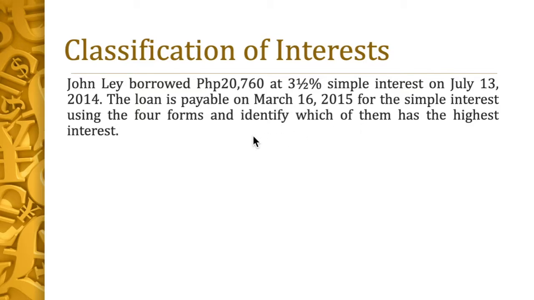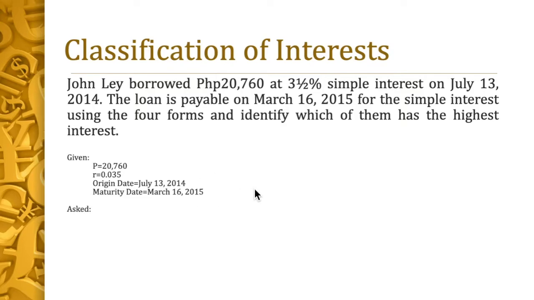We will be identifying which of them has the highest interest. So to identify that, we need to solve them one by one. So let's make use again of our GAS method, the given, ask, and required method. For the given, our first number here is 20,760 pesos. This is your P, your principal. That's the amount John Lay borrowed. We have your rate. Let's make this in decimal form. So that's 0.035, right? Just move the decimal point to the left twice. And we have here our origin date. Again, the origin date is the date when you started, or when you borrowed that money. So that's your origin date, July 13, 2014. And your maturity date is March 16, 2015. That's of the next year.